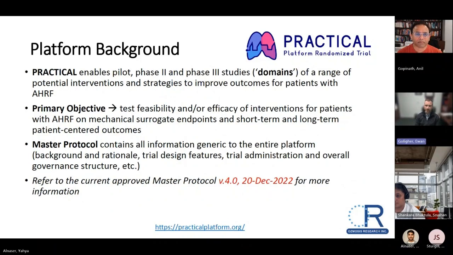So we are running multiple trials, which are structured as domains. These domains incorporate trials at the pilot, phase 2, and phase 3 stage, looking to improve outcomes for patients with respiratory failure. And the overall primary objective is to test the feasibility and efficacy of interventions, looking at both surrogate endpoints and short-term and long-term patient-centered outcomes. The master protocol governs the overall conduct of the trial, and that contains a lot of generic information, the overall design of the trial, how the trial is governed and administered, et cetera. So you can refer to that at your convenience.